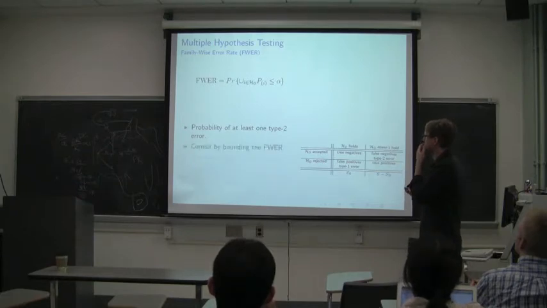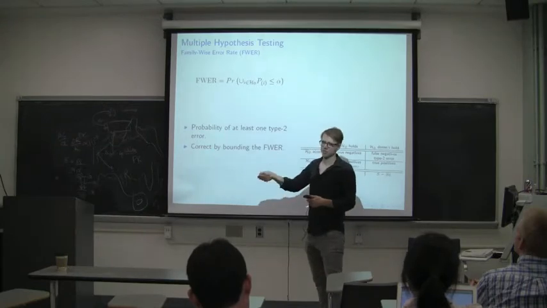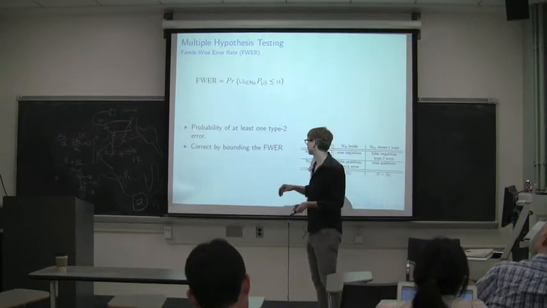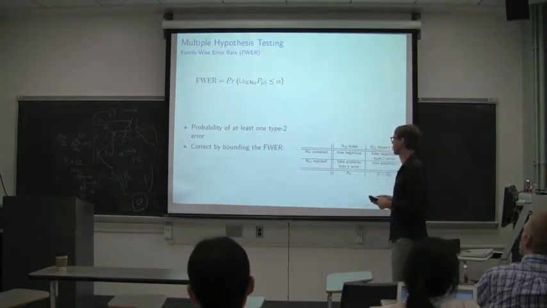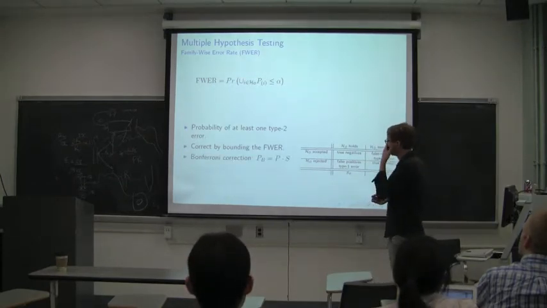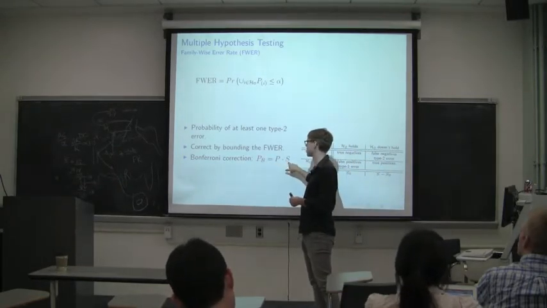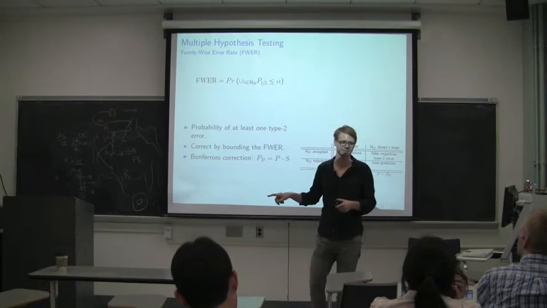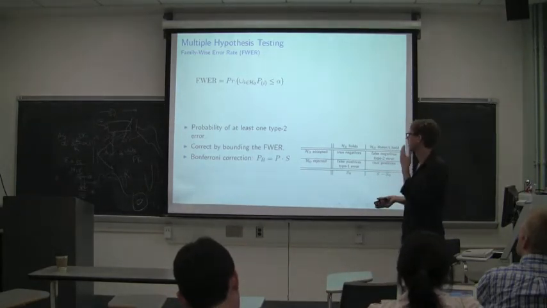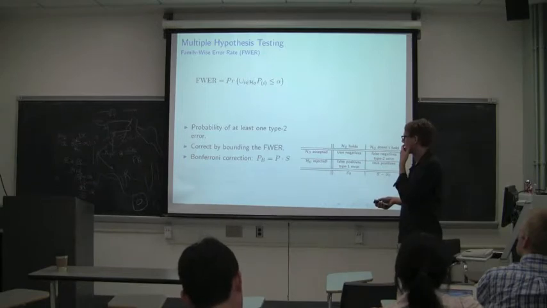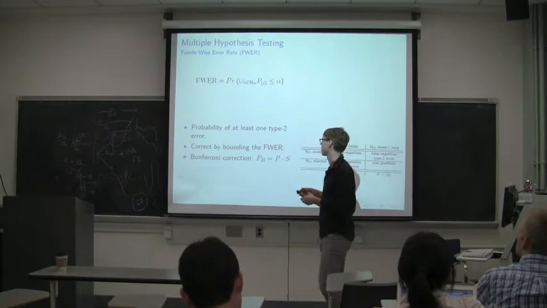And now what we want to do is, instead of bounding the type 1 error, we want to bound the family-wise error rate. And one way to do that is Bonferroni correction, which is just we take the original p-value and we multiply it by the number of tests. It's very crude and simple, but you can show that it will bound this family-wise error rate.